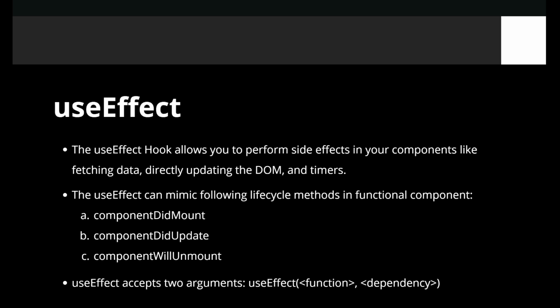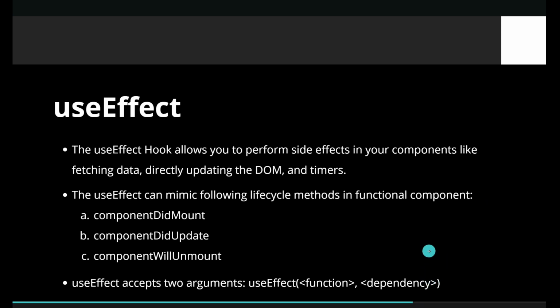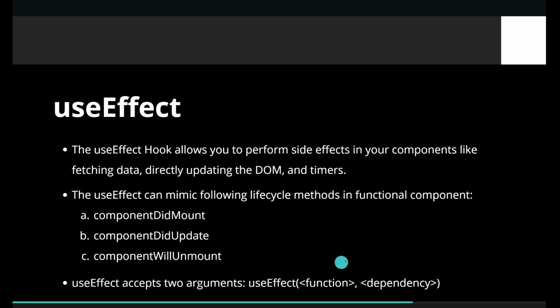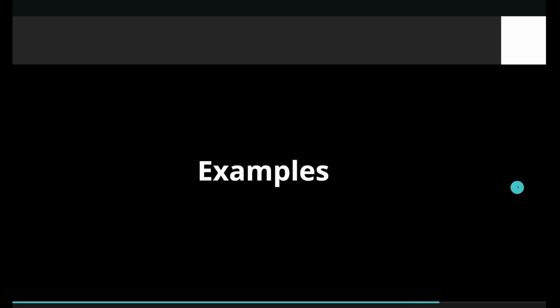Let's talk about the syntax of the useEffect. So the useEffect accepts two arguments. So first is the callback function, and the second is the dependency array. The variables that you define within this dependency array, when those variables change, then useEffect executes this callback method. Let's see some examples of the useEffect hook.